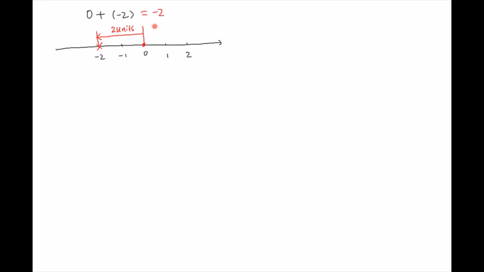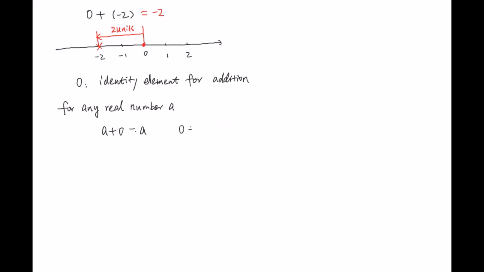So when 0 is added to any real number, the sum is identical to that number. So we call 0 the identity element for addition. For any real number a, we have a plus 0 equals a, and 0 plus a equals a. This is called the identity property of addition.